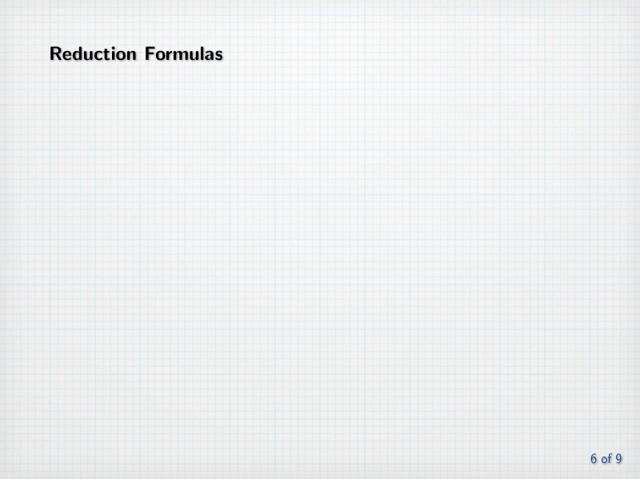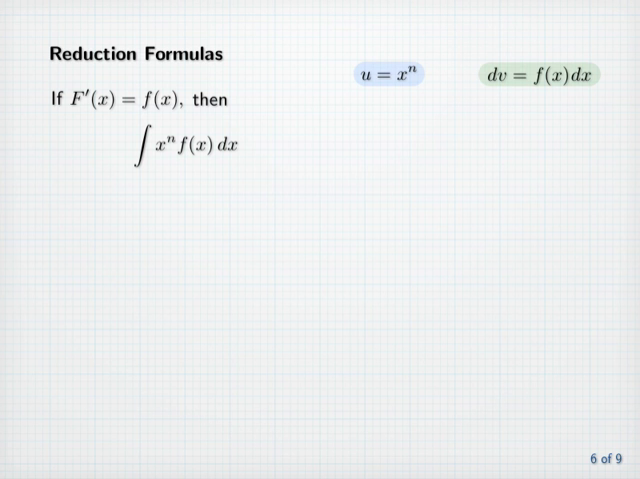Reduction formulas. Let's suppose that capital F prime of x is equal to little f of x. That is, capital F of x is an antiderivative of little f of x. Then, if we perform integration by parts on the indefinite integral of x to the nth power times f of x dx, what happens? We'll set u equal x to the n, and we'll set dv equal to f of x dx. Then the differential du equals n times x to the n minus 1 times dx, and v is simply capital F of x.